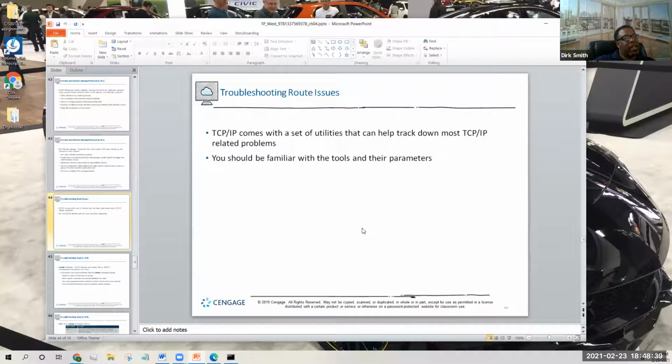Troubleshooting, like I said at the beginning of the chapter, it's in every chapter, especially going forward. Pay particular attention to the troubleshooting portion, because although we talked about the theory, what's going to happen is this is happening in the flash of a blink of an eye. You're never going to see this. So sometimes you just have to think about what happens. It's really going to help you with your troubleshooting piece. Okay, so TCP/IP comes with a set of utilities that can help you with that.